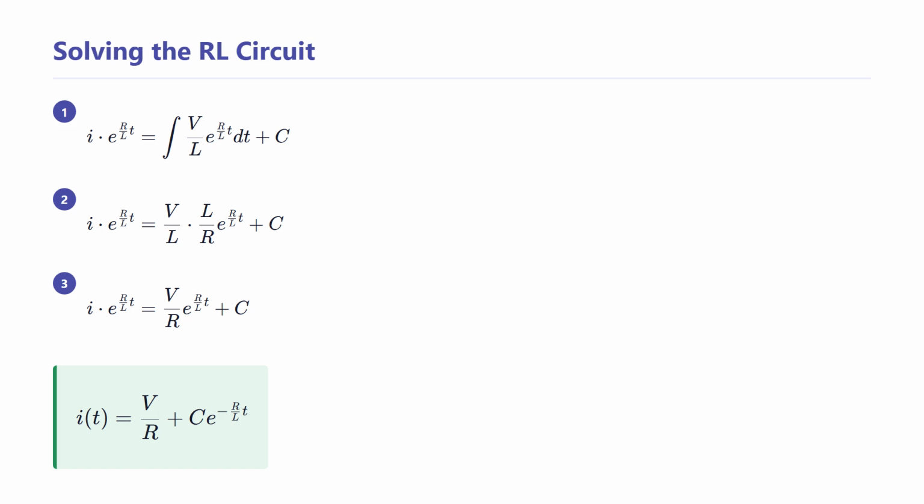Finally, to isolate the current I, we divide the entire equation by the integrating factor. This final equation tells us exactly how the current behaves. The first term is the steady-state current, and the second term is the transient current, which decays to zero over time.